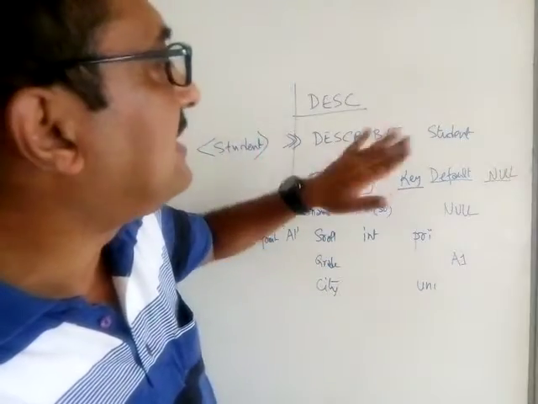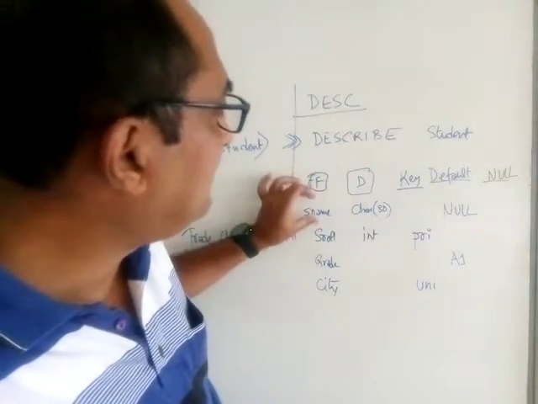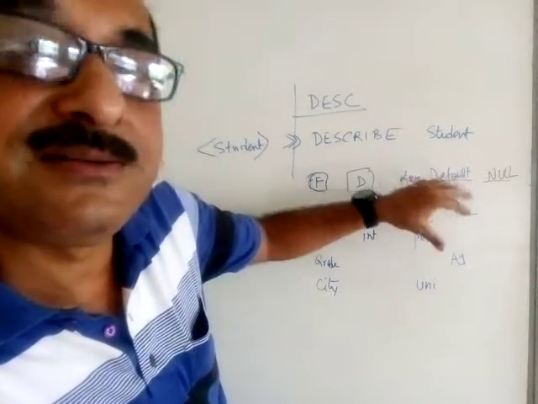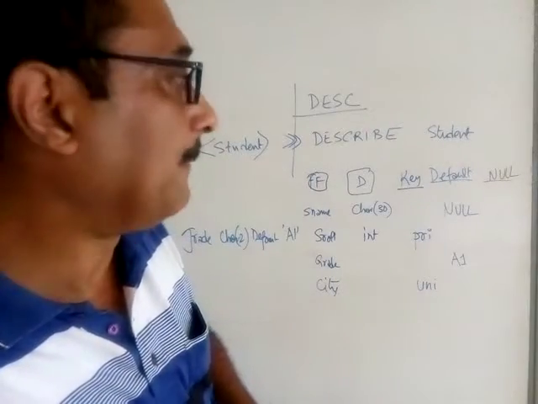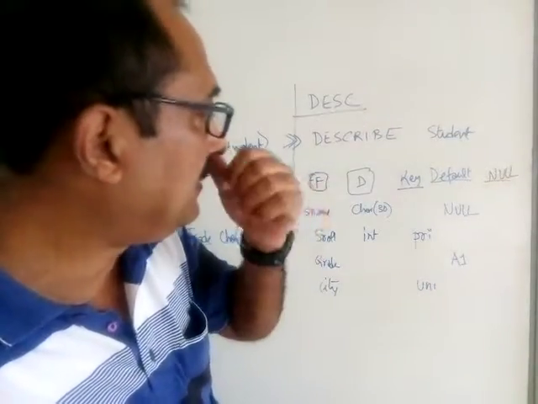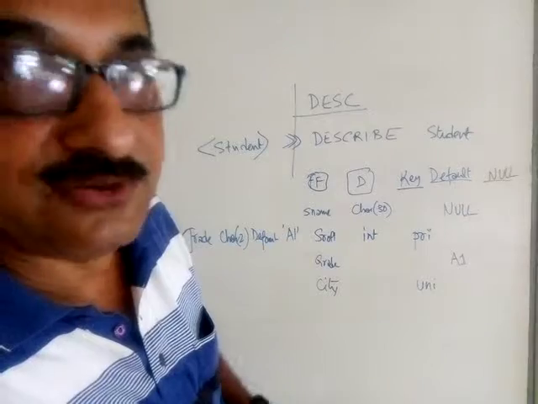So what I mean to say is that the describe command does not give only the field name and the data type. It gives so much other information also. What all are the other informations I told you? I will just put a screenshot in my notes.